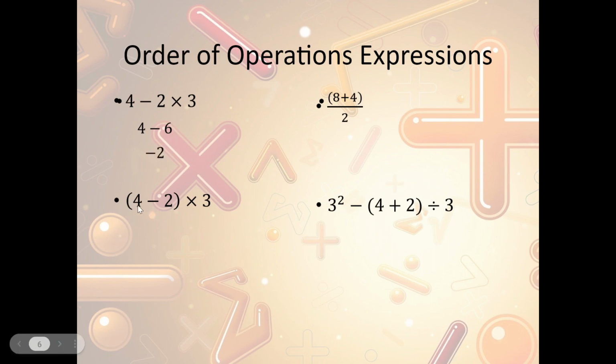So now let's look at this one. We have 4 minus 2 times 3. So we're doing our parentheses first. 4 minus 2 is 2. And then we multiply that by 3. So 2 times 3 is 6.